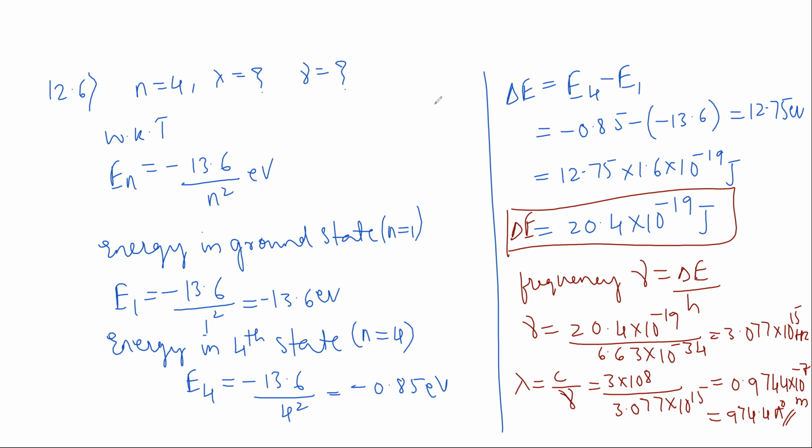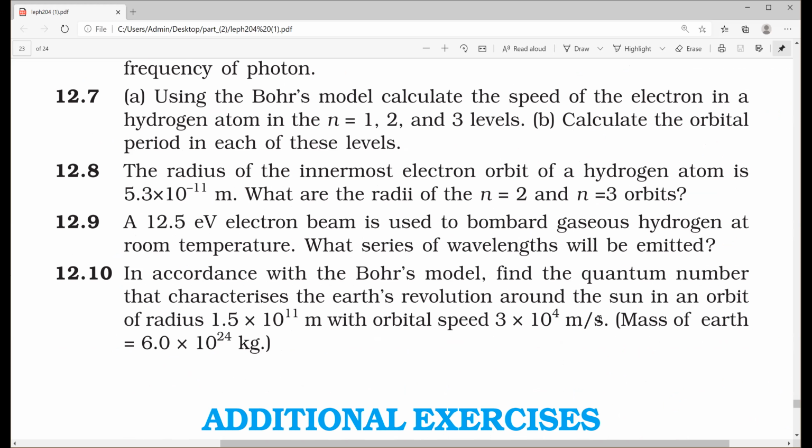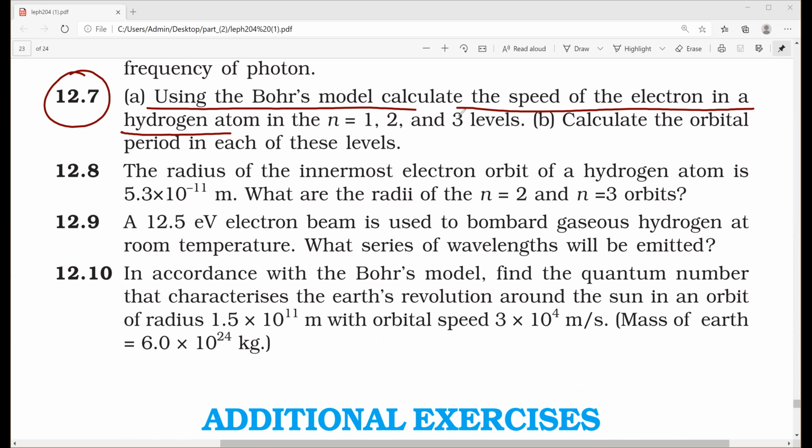So next we shall see 12.7. Let's see what 12.7 is. Using Bohr's model, calculate the speed of the electron in the hydrogen atom in levels 1, 2, 3. Calculate the orbital period in each of these levels, they are asking.